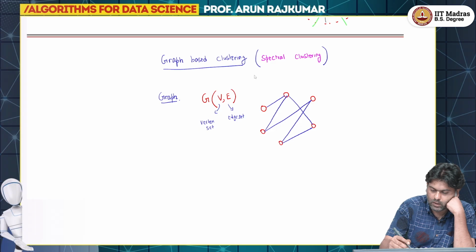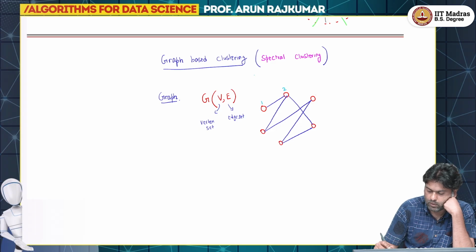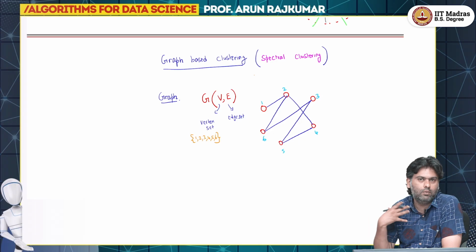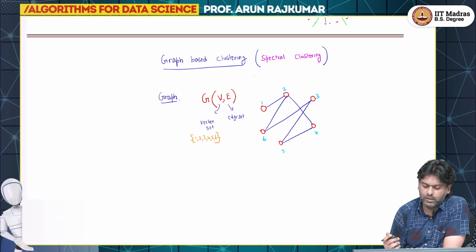So for example, in this example, let's say you have 1, 2, 3, 4, 5, 6. My vertex set in this case would just be 1, 2, 3, 4, 5, 6, because those are the 6 vertices of the graph that I have. I'm representing the graph using 6 vertices now. Now, what would be the edge set? The edge set is a set of sets.